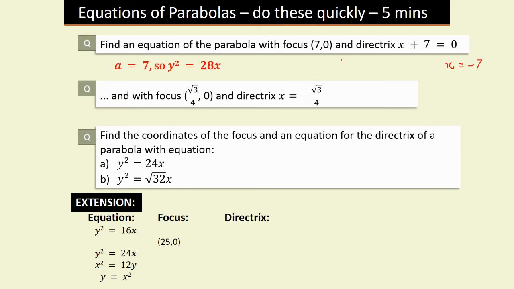Similarly, on the second one, our focus gives us the a value. Our a value is root 3 over 4. If we do 4a times x, that gives us y squared. 4 lots of root 3 over 4 gives us root 3. So we end up with y squared is root 3 x.